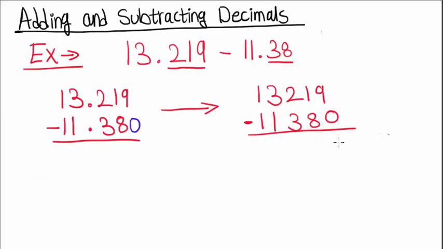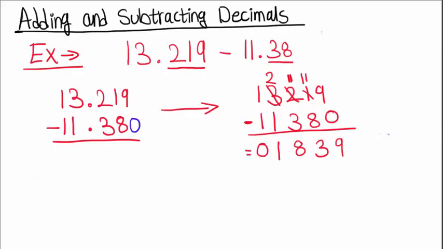So 9 minus 0 will simply give me a 9. 1 minus 8 will give me a negative number. So I need to add 10 to it to give me 11, and take 1 away from the 2 to give me a 1. So 11 minus 8 will give me a 3. 1 minus 3 will give me a negative number, so I need to add 10 to it to give me 11, and take 1 away from the 3 to give me a 2. So 11 minus 3 will give me an 8, 2 minus 1 will give me a 1, and 1 minus 1 will give me a 0.